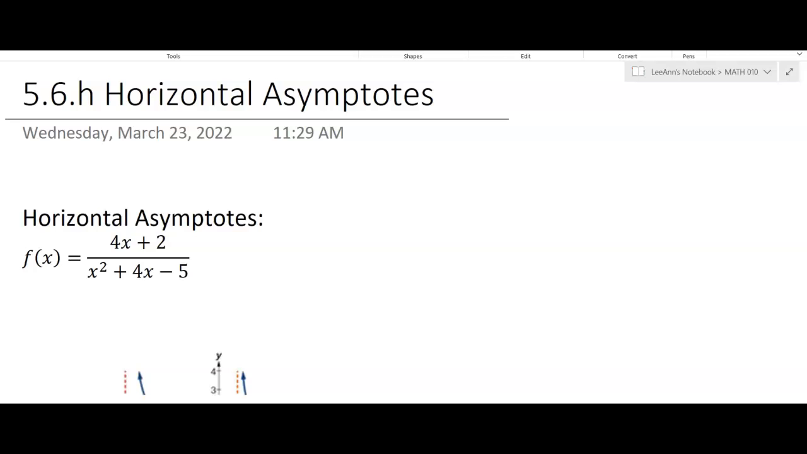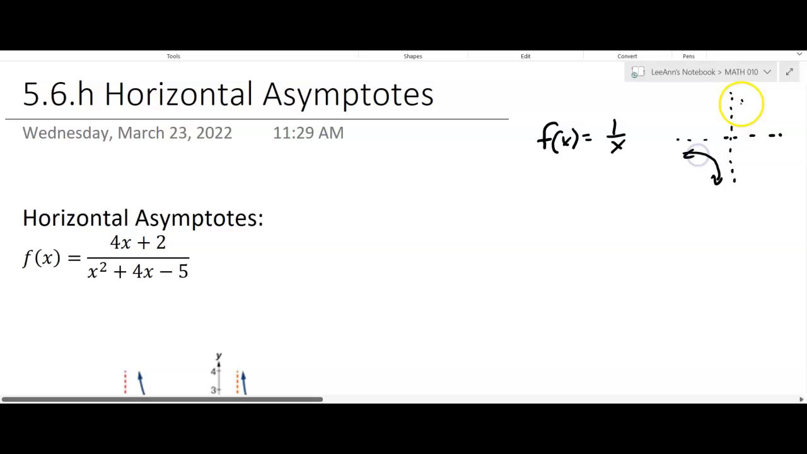So now we're going to talk about horizontal asymptotes. We talked about vertical asymptotes, but now we're going to talk about the horizontal ones. If you remember, when we have our reciprocal function, there's a horizontal asymptote right at the x-axis, and there's also a vertical asymptote at the y-axis, and then the graph goes something like this. That's the toolkit function. All right.